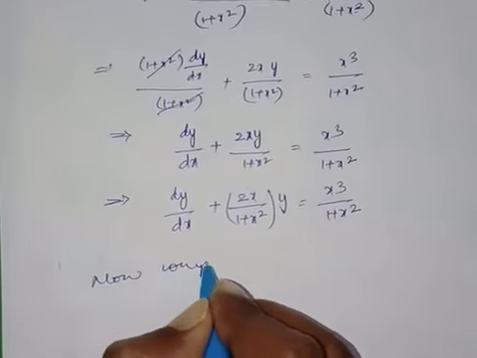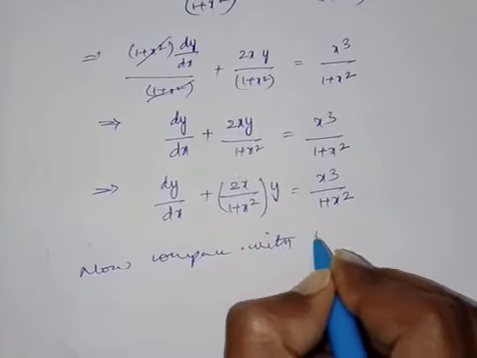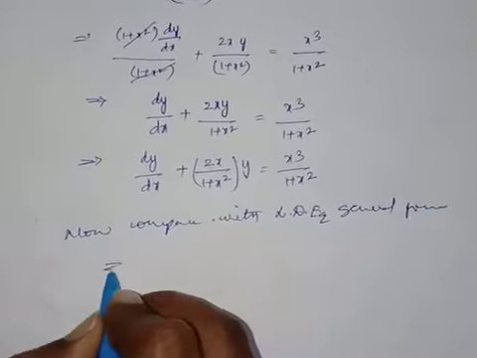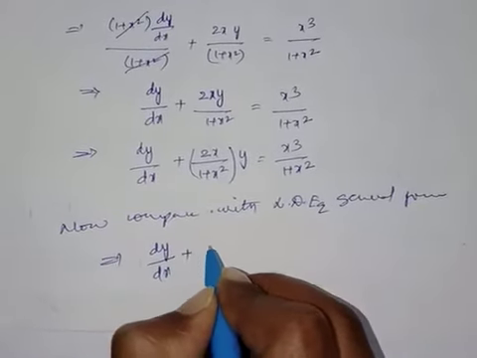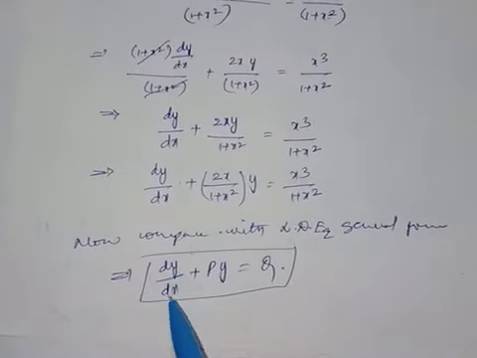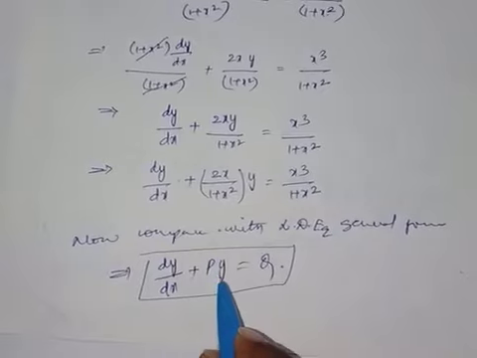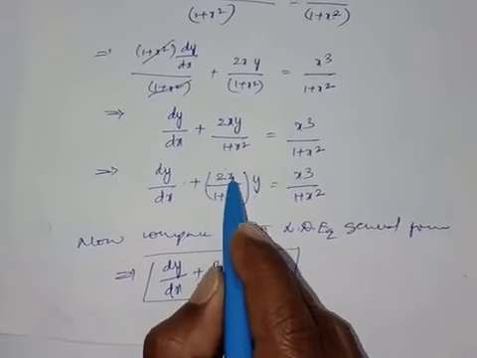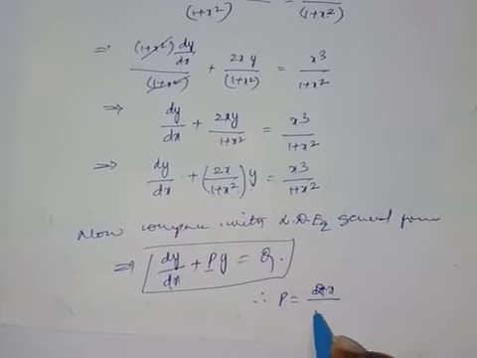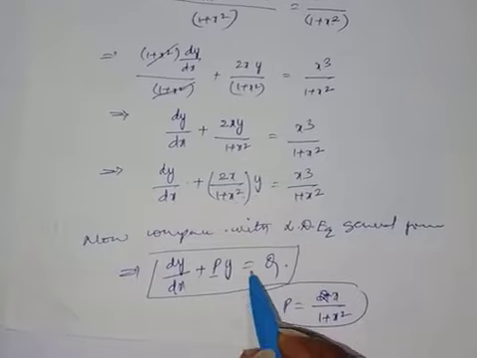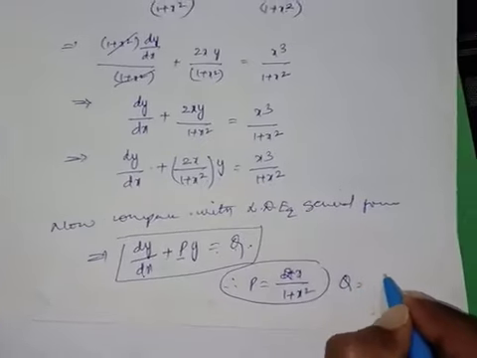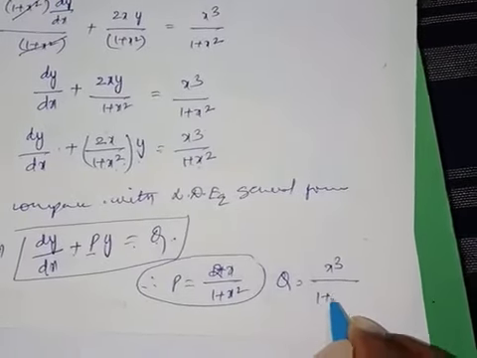Now compare with the linear differential equation general form, dy/dx + P y = Q. Here also dy/dx, plus the y coefficient, which is P. Here the y coefficient is 2x upon 1 + x², so P = 2x/(1 + x²). The RHS value is Q, and here it is x³ upon 1 + x². So Q = x³/(1 + x²).